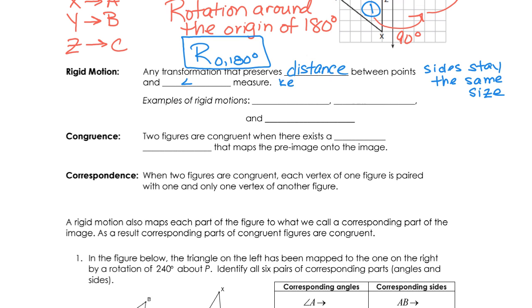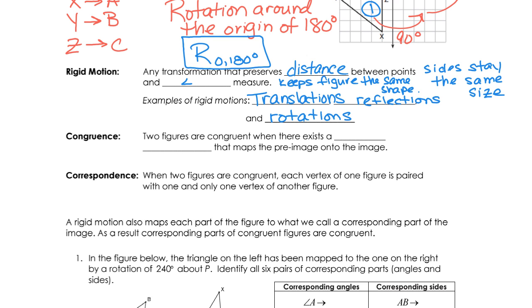So it keeps the figure the same shape. All right, examples of rigid motions, guys, we have 3 of them. Translations is one of them. Your motion is sliding, but the figure stays rigid, meaning that it stays the same shape and same size. Reflections are a second one, and rotations are our last one.